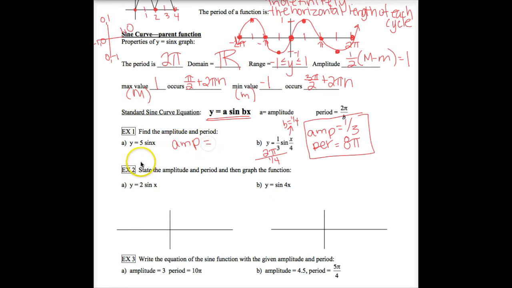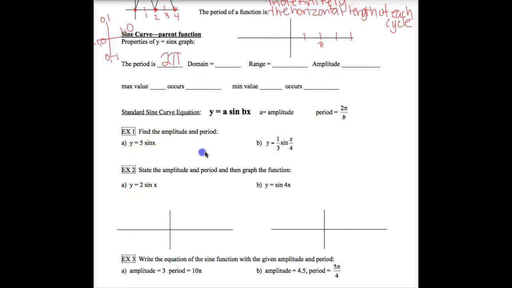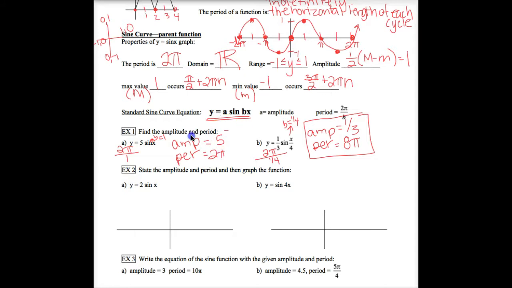All right, amplitude is A. A in this case is 5, so that's our amplitude. Period is 2 pi divided by B. In this case, there's no number in front of the x, which means B is 1. 2 pi divided by 1 is 2 pi. So here, amplitude is 5, period is 2 pi. All right, so those are quick, simple.